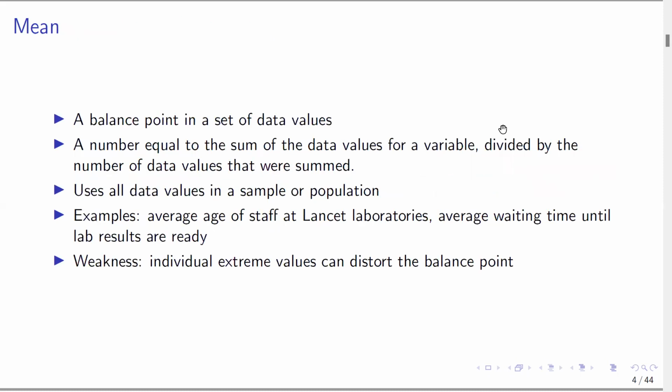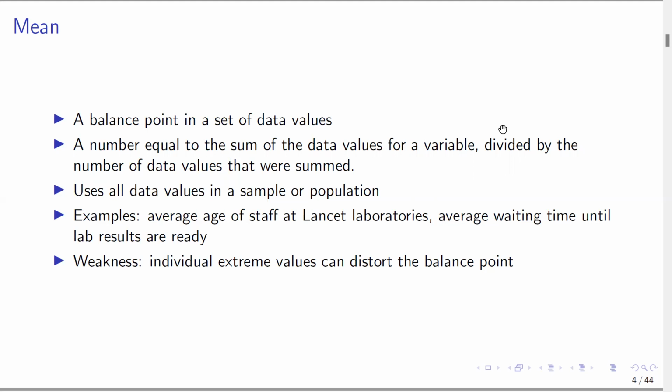Let's start with the mean. We want to understand what the mean means. It's a balance point in a set of data values, okay? So it is a number equal to the sum of the data values for a variable divided by the number of data values that were summed. So for example, if I want to find the mean of the ages of students in your class, I would need to take the ages of each student in the class. So if you are 80 students, I will need to collect 80 ages, and then I'll sum all of these ages together, and I'll have a total figure.